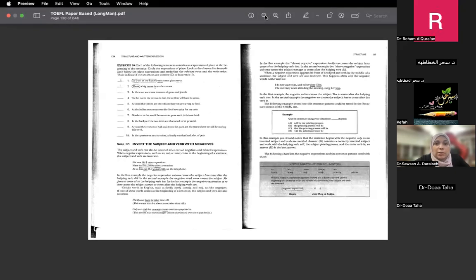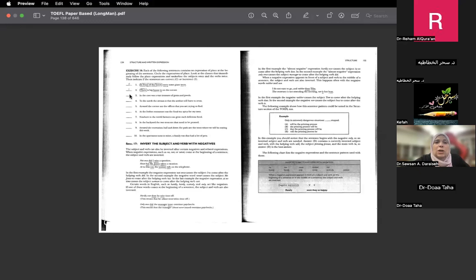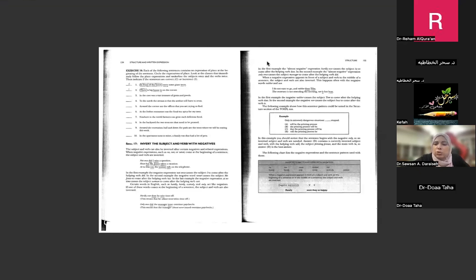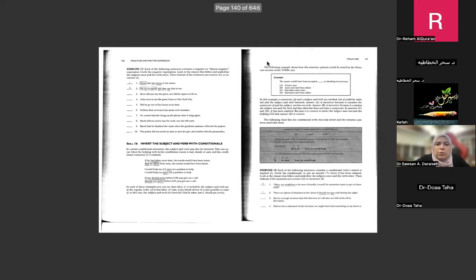Since they don't say anything about it, I think the best thing is to accept it. If it's there, if it's not there, it shouldn't be a point that we use to decide that a sentence is correct or incorrect.